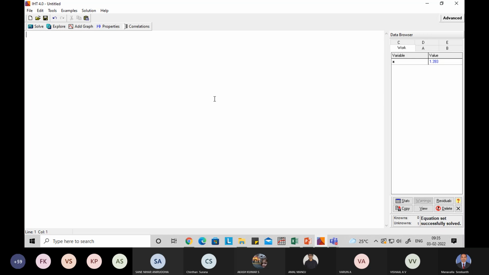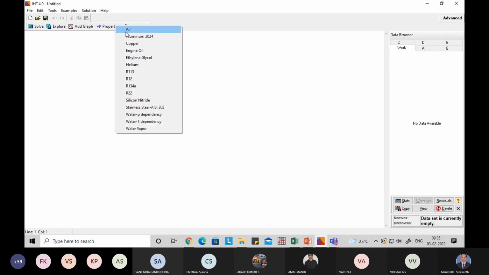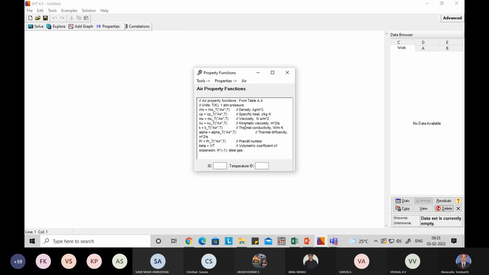Now, you may also want to sometimes bring in property values. For example, to solve some problems, you may need the property values. What we do as of now is to refer to the data book, where the properties are listed. But here in this software, there are some properties listed already. So for property values, if I say air, the air properties are listed here. And you can give some ID to this.